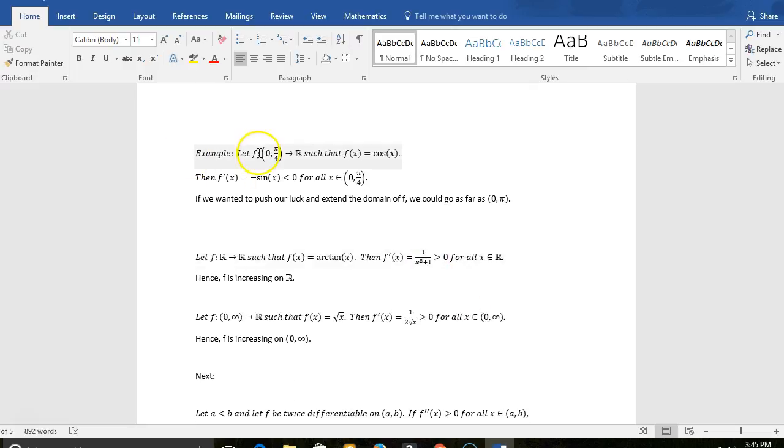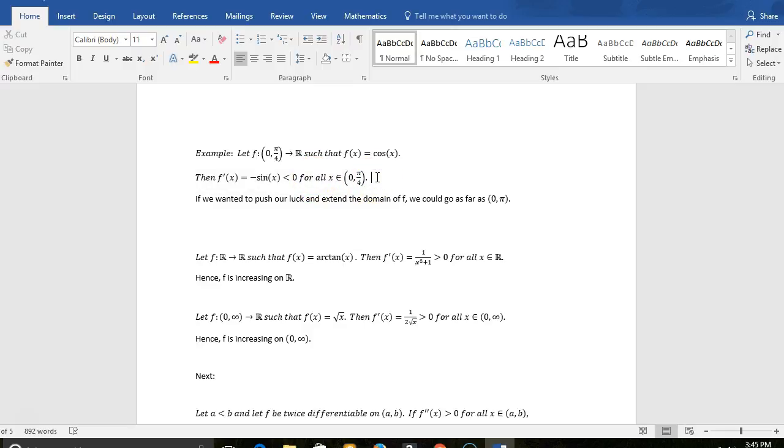Let f be a function from the open interval 0 to pi quarter into R, such that f of x equals the cosine of x. Then f prime of x equals negative 1 times the sine of x, or just negative sine of x, which is less than 0 for all x in this open interval. So we're decreasing on this open interval.